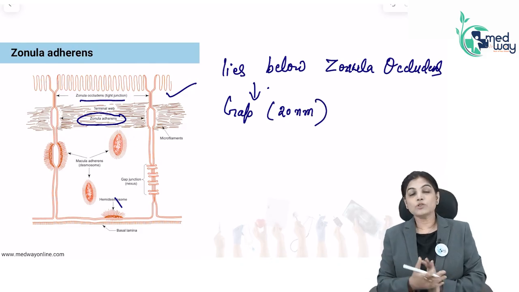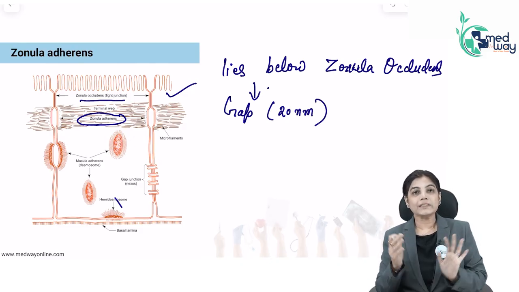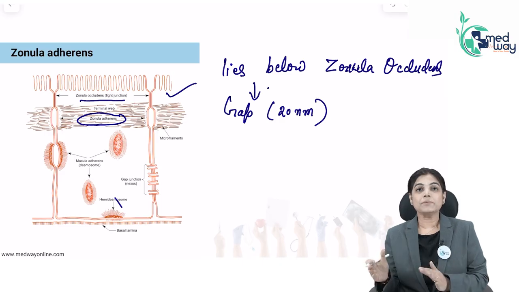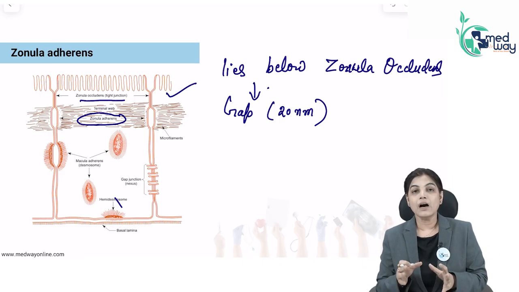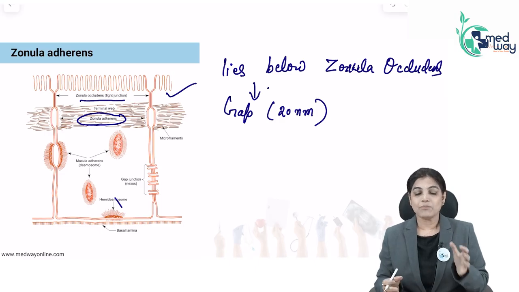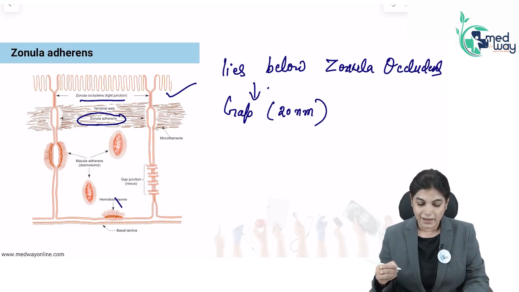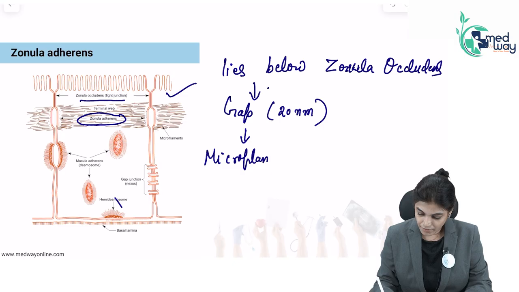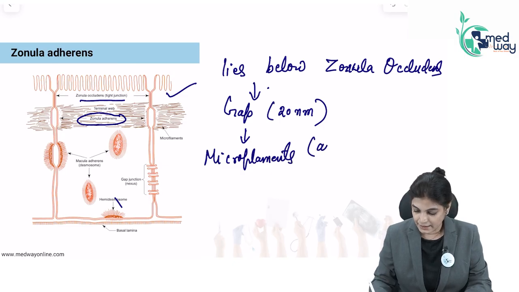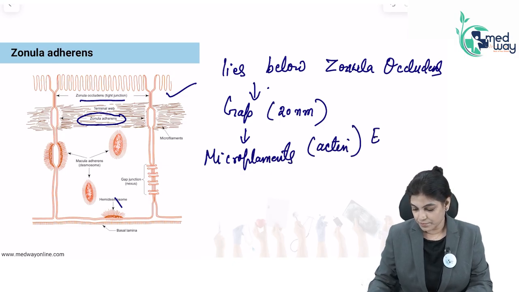If we were talking about zonula occludens, that was the tight junction, and there was no gap present between the individual epithelial cells. But if I am talking about zonula adherens, there is a gap of approximately 20 nanometers, and microfilaments like actin are embedded in it.